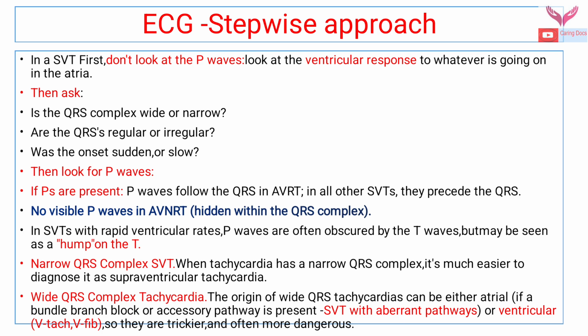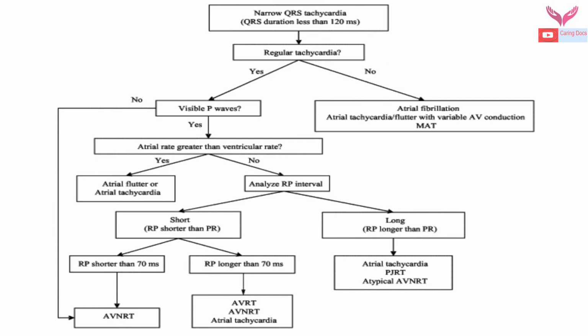a supraventricular tachycardia. In wide QRS complex tachycardia, the origin can be either atrial, if bundle branch block or accessory pathway is present, which we call SVT with aberrancy, or it could be VT or VFib. So they are trickier and often more dangerous.